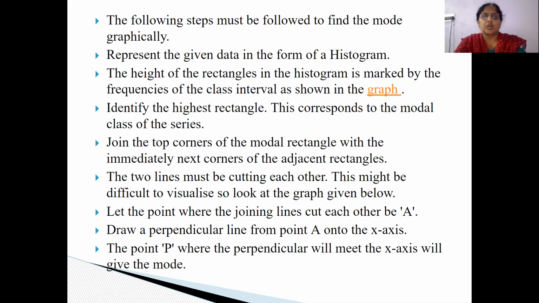Join the top corners of the modal rectangle with the immediately next corners of the adjacent rectangles. Whatever corner point from the adjacent bar, that should be connected. We get two lines cutting each other. This might be difficult to visualize, so look at the graph given below. Let the point where the joining lines cut each other be A. Draw the perpendicular line from point A onto the x-axis. The point P where the perpendicular meets the x-axis will be the required mode.